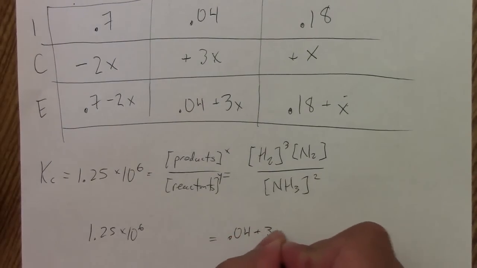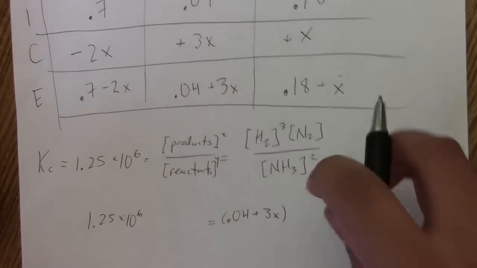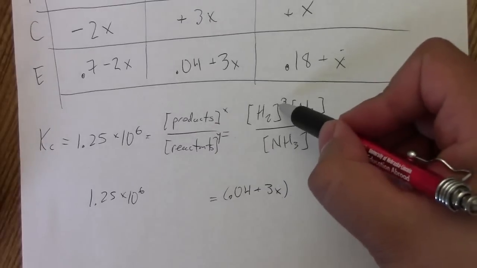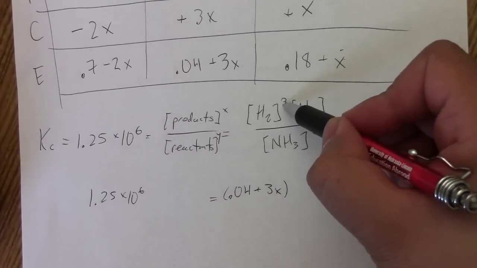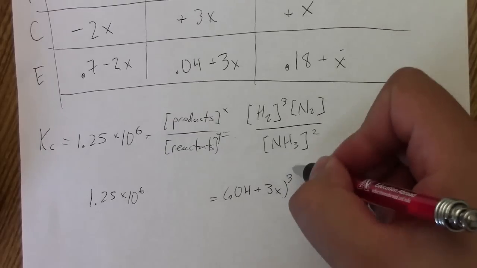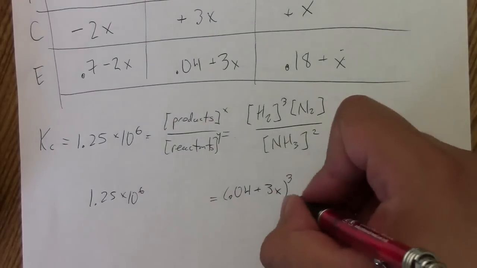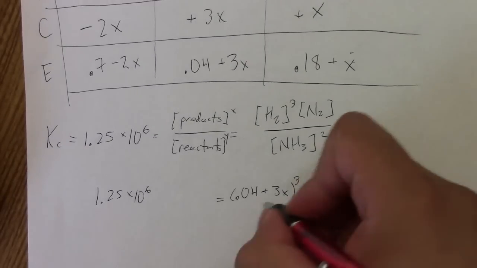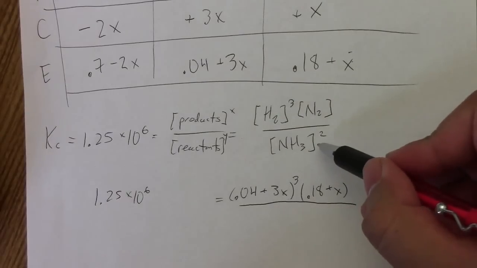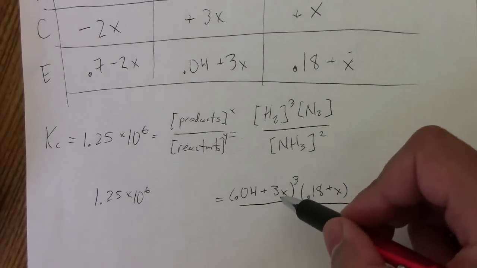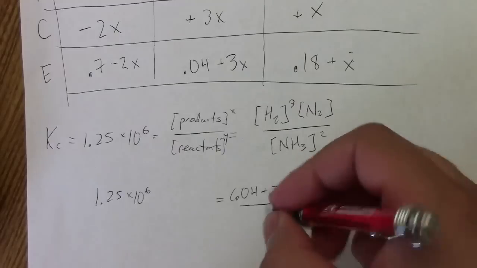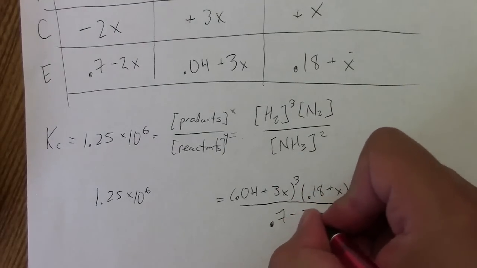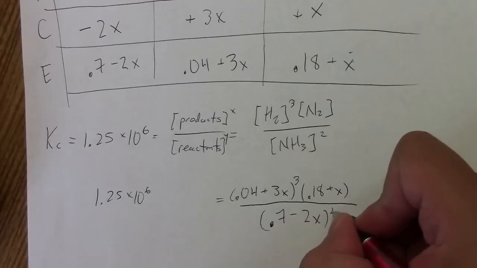0.04 plus 3x. And here is where I tend to forget the exponents most. As long as I have my expression directly above, I can remember this cubed. But if I skip a step, that cubed would go right out the window. So beware. All right, N2, here's N2. We found 0.18 plus x. And we're going to divide that by the concentration of NH3 to the 2nd power. So we found that that's the last one over here, 0.7 minus 2x. Quantity squared.